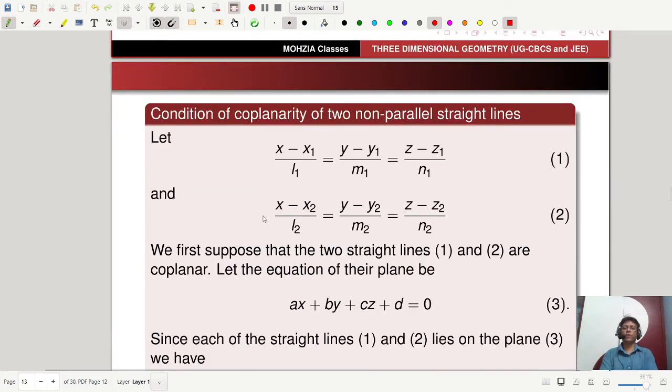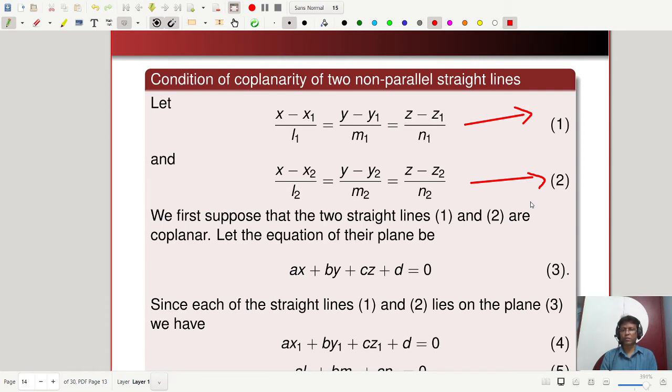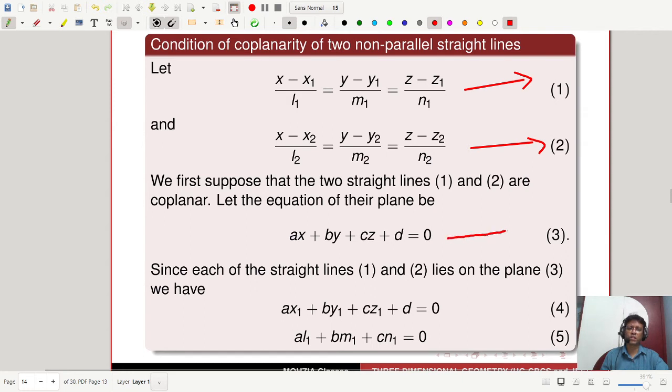So suppose the first line is given by (x minus x1) by L1, (y minus y1) by M1 equal to (z minus z1) by N1. So the first line passes through x1, y1, z1 and has direction vector alpha with direction cosines L1, M1, N1. The second line passes through x2, y2, z2 and its direction vector has components L2, M2, N2. These are the direction cosines. And let the equation of the plane be ax plus by plus cz plus d equal to 0 as usual. So the normal vector is A, B, C.